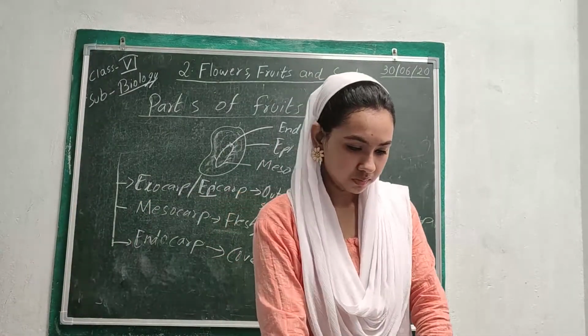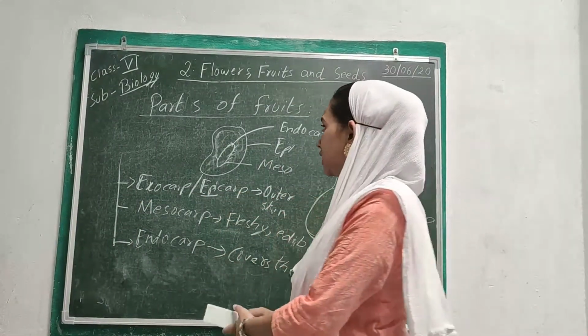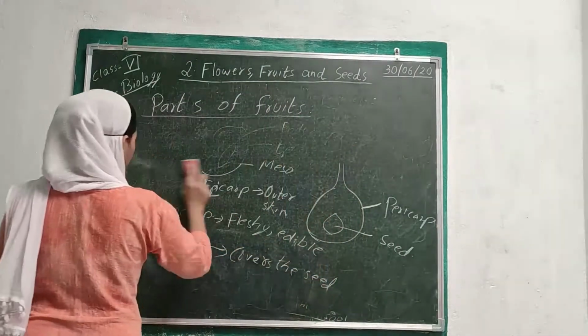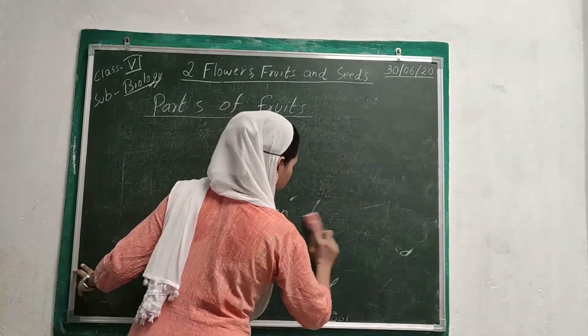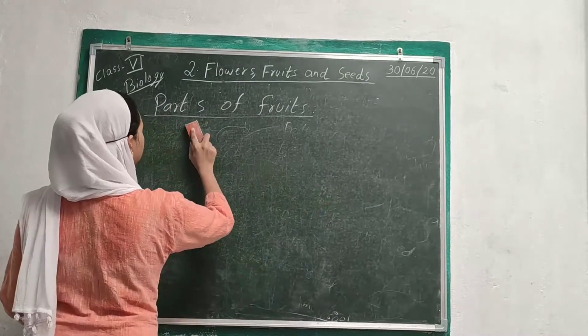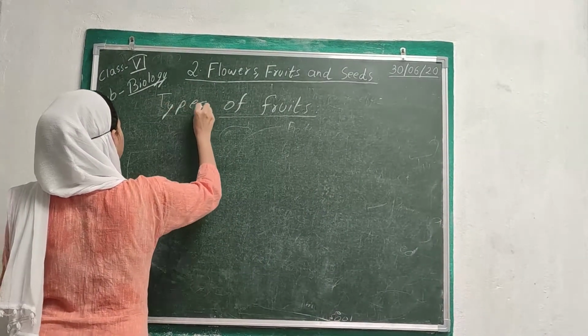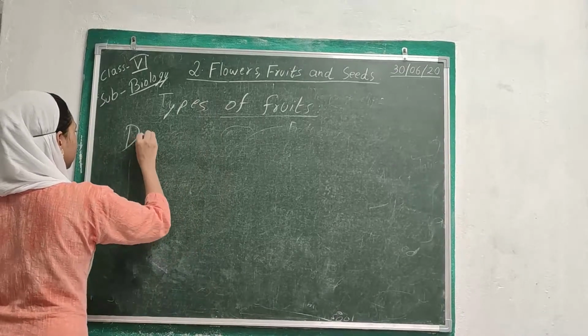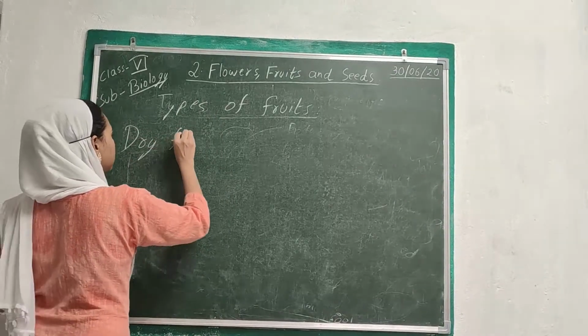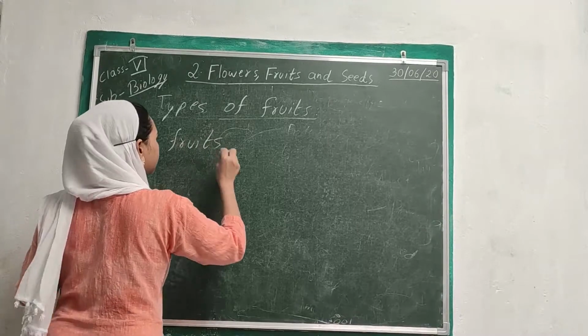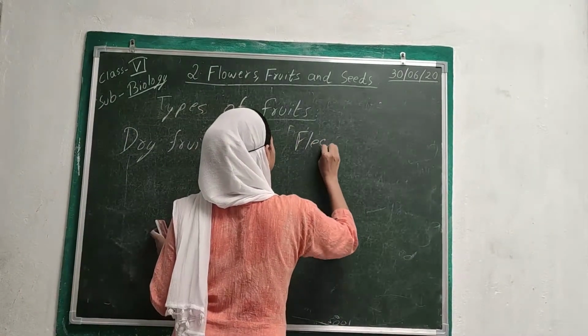And next we are going to see the types of fruits. Types of fruits are of two types. As I said, they can be dry fruits, or they can be fleshy fruits.